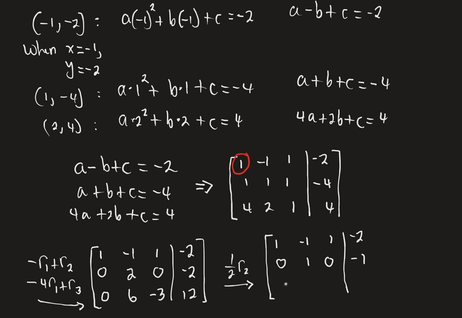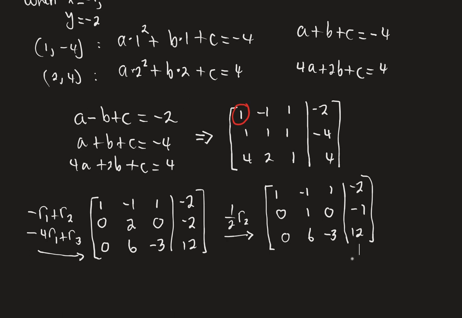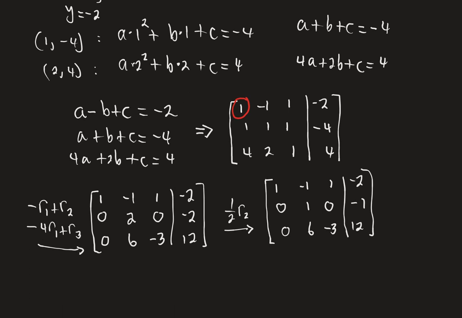And then you'll have the 0, and then 6, and then -3 and 12. All right. So now let me circle my pivot, my leading 1. And we're going to do -6 row 2 plus row 3, right? So multiply row 2 by -6 and then add it to the row below. Let me write out the other entries.